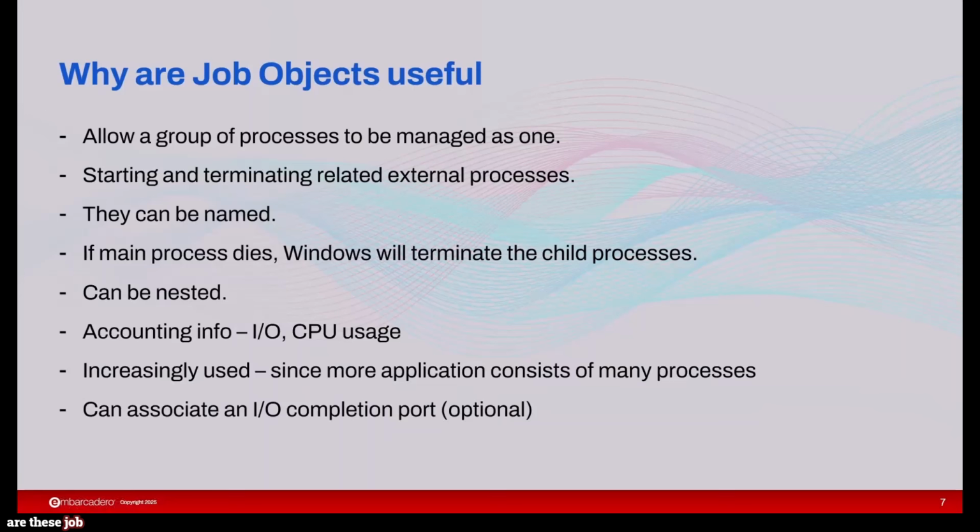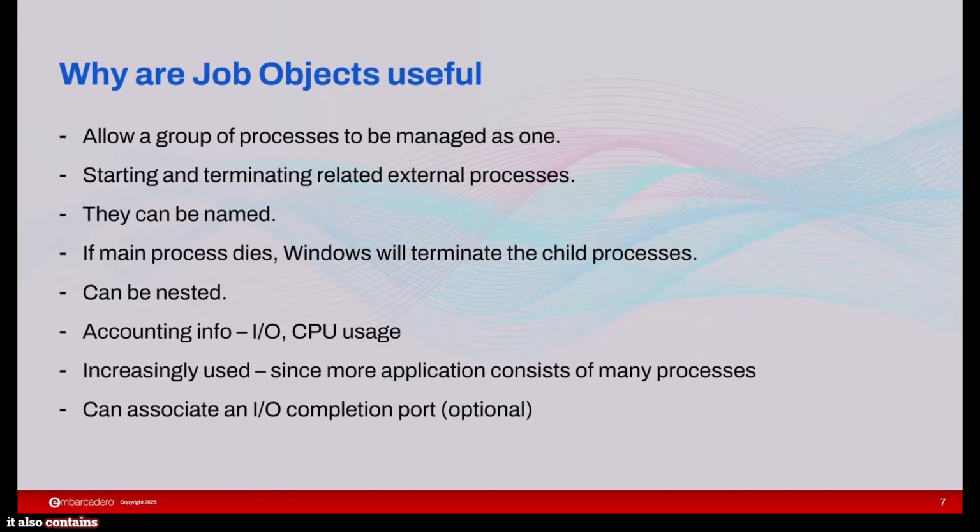So why are job objects useful? Well, they allow you to group processes into one, so they can be managed as one. You are able to start and terminate all related external processes. They can be named, and if the main process dies, Windows will terminate all the child processes. As said, these can be nested since Windows 8, so a job object can have other job objects which again have child processes and so forth.